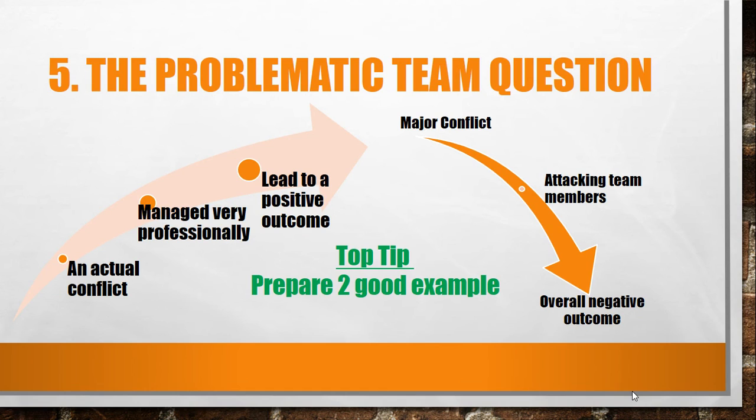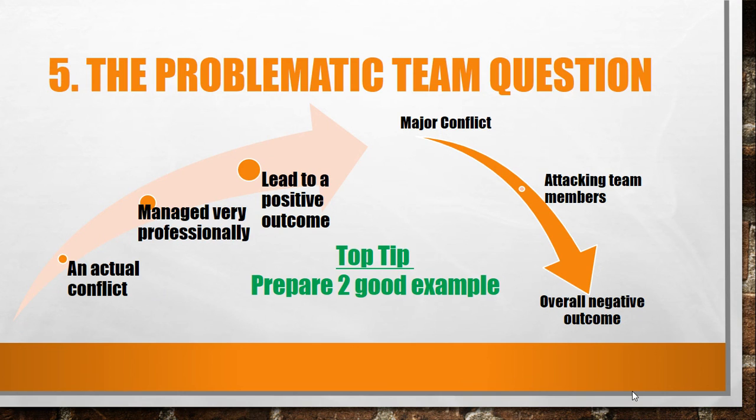So a good way starts with an actual conflict. So if you say, "Oh, I've never experienced conflict in a team," or you talk about something that is so ridiculously minor, it's saying you lack experience. So if you don't have an example of a conflict in a team, that's evidence you've not got very much experience. So once you've got your example, you're going to talk about how it was managed very well and professionally. And the most important thing is always pick an example that led to a positive outcome.